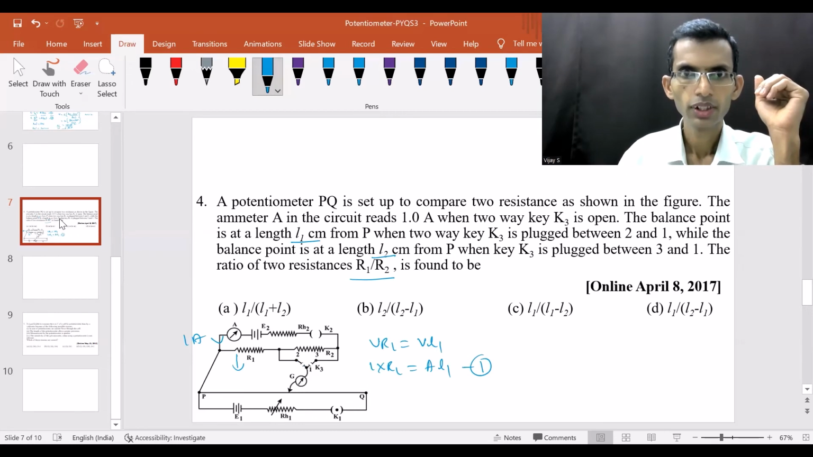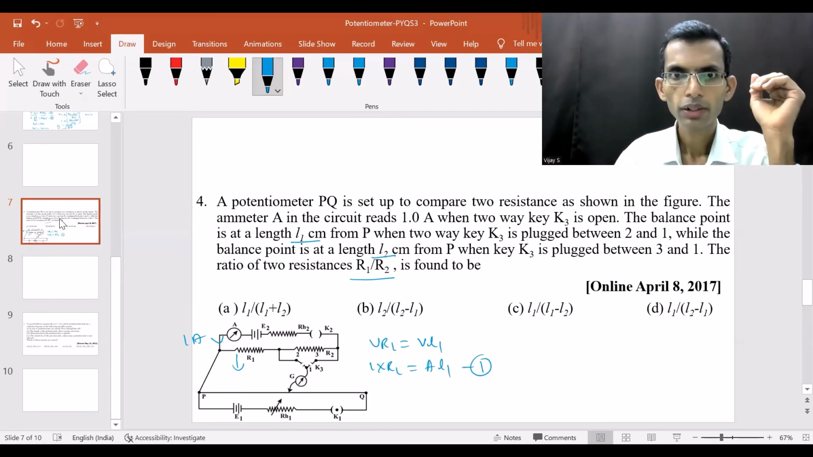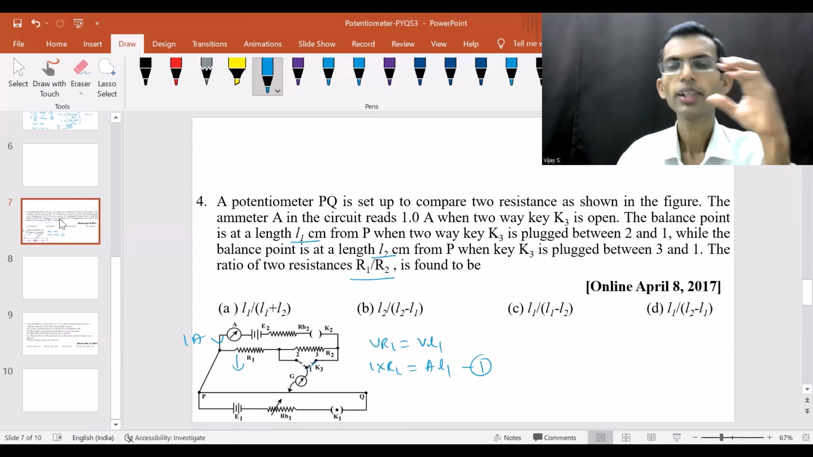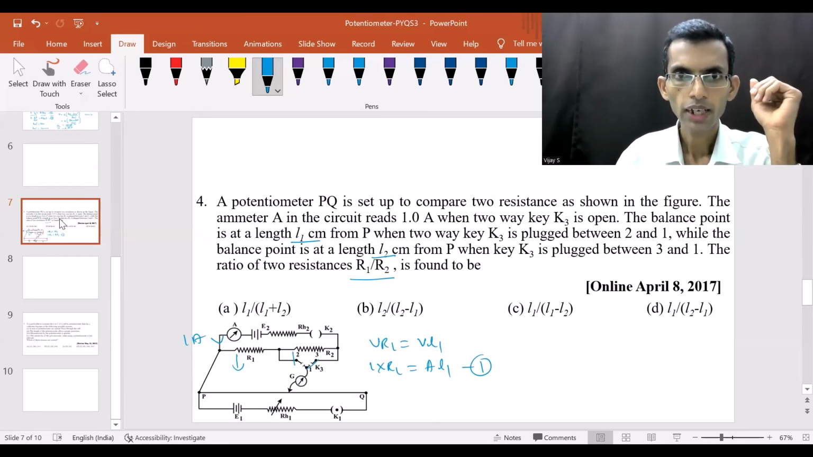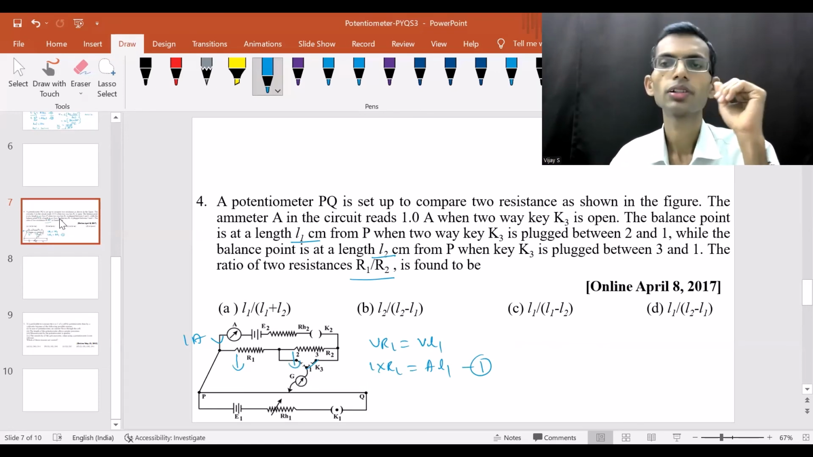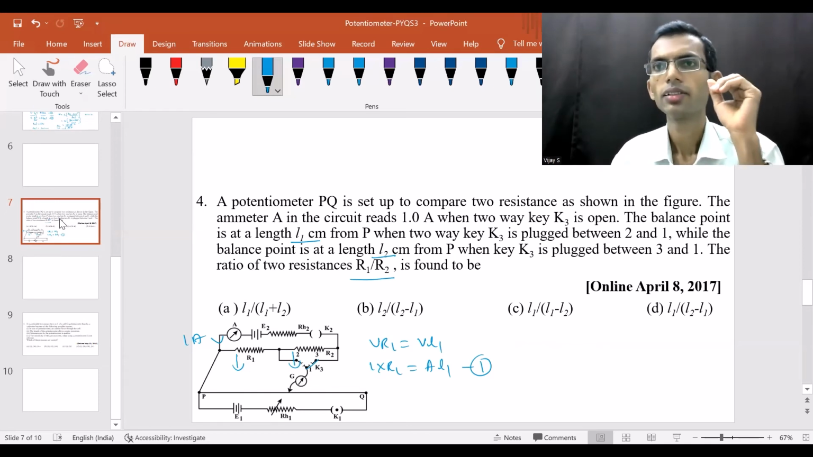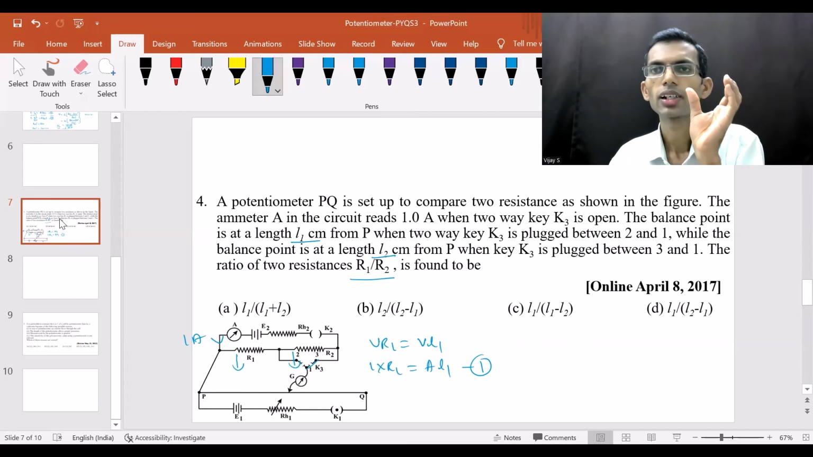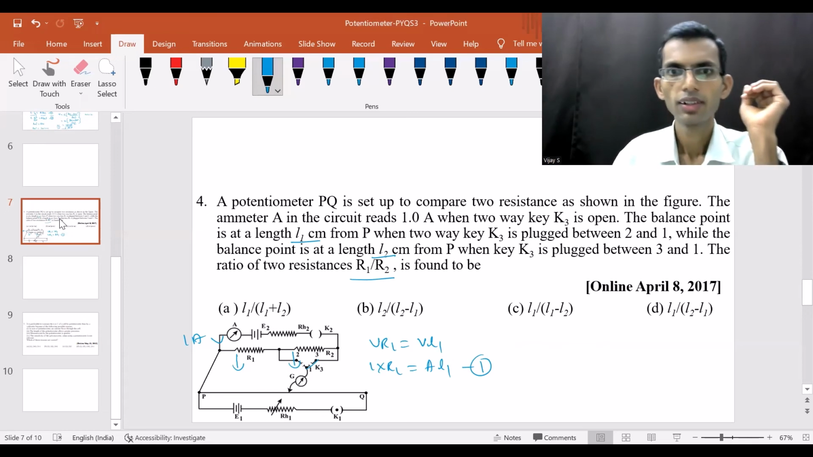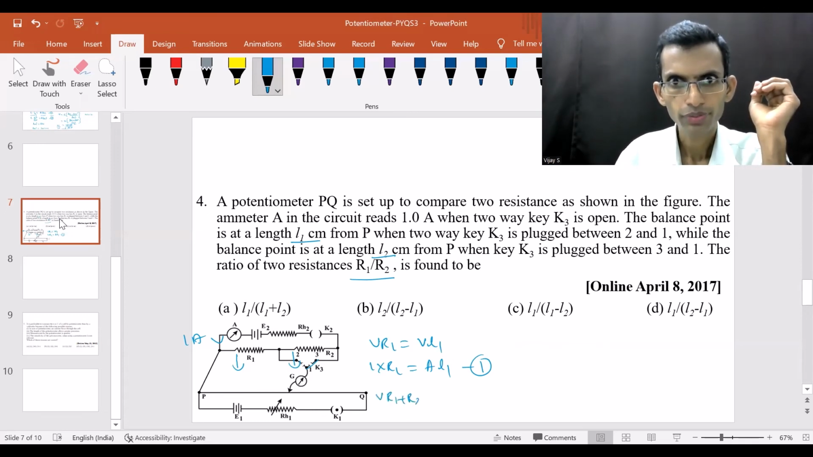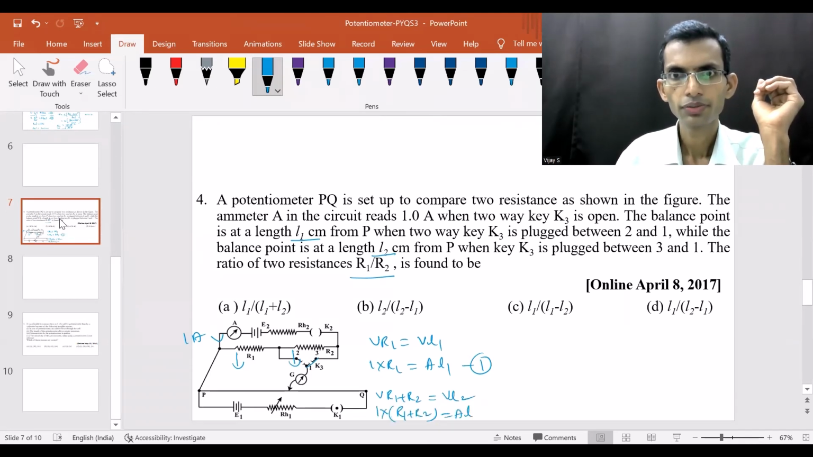Similarly, when key K3 is plugged between 1 and 3, what happens? Now R1 as well as R2 both get connected to the potentiometer. In this case, potentiometer measures potential difference across the R1 and R2. At balance, potential difference across R1 and R2 becomes equal to potential difference across the balance length for that case. So that means V of R1 plus R2 becomes equal to VL2, he gave. So from Ohm's law, this becomes equal to 1 into (R1 plus R2). So this is A into L2.